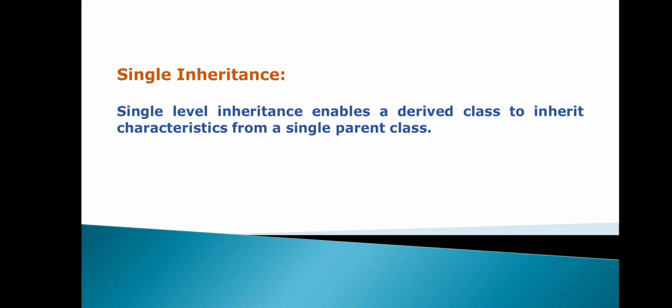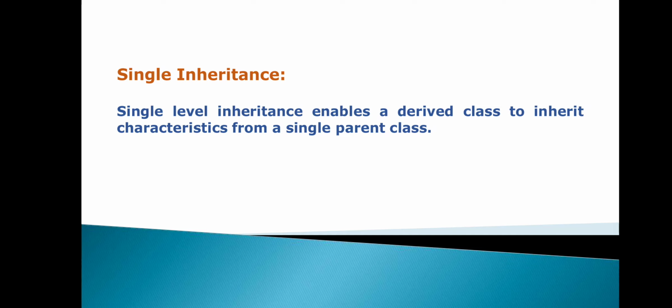Single level inheritance enables a derived class to inherit characteristics from a single parent class. Single level inheritance means it can have only one child class. That one child class can inherit the characteristics from a single parent class. It can be defined as single inheritance.